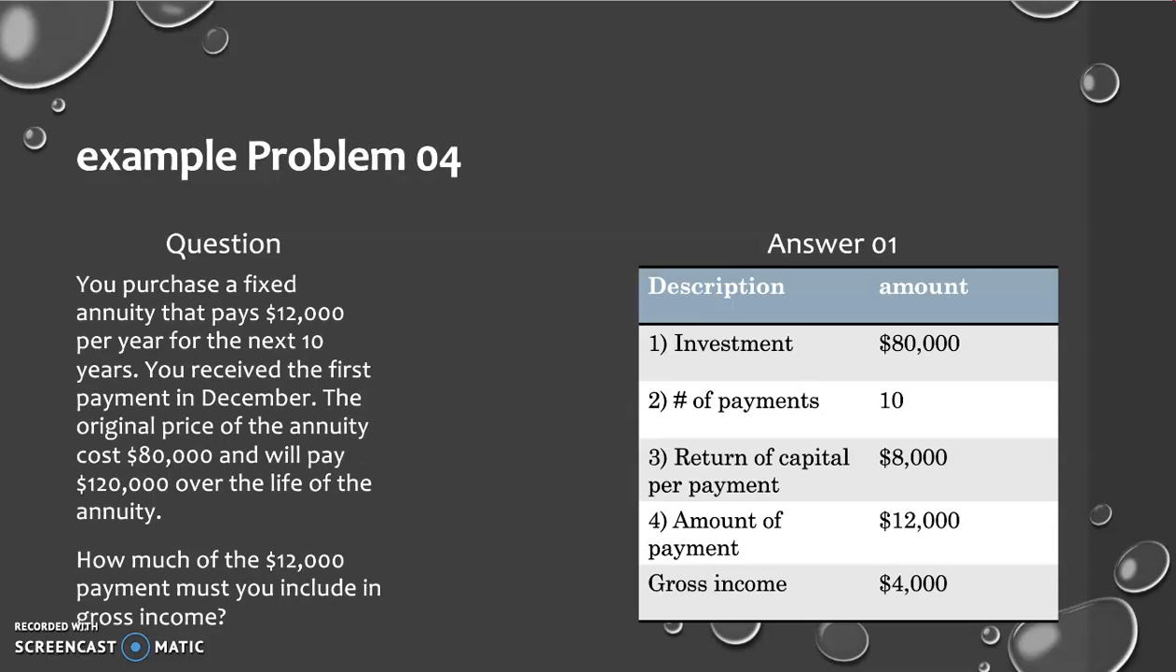So just like the formula examples that we saw before, we would take the original investment of $80,000 and divide it by the number of payments, which is 10. That gives us the return of capital per payment, which is $8,000. Now, the amount that we received in December was $12,000, so we would subtract the return of capital payment from the $12,000 to arrive at the amount that would be included in gross income, $4,000.